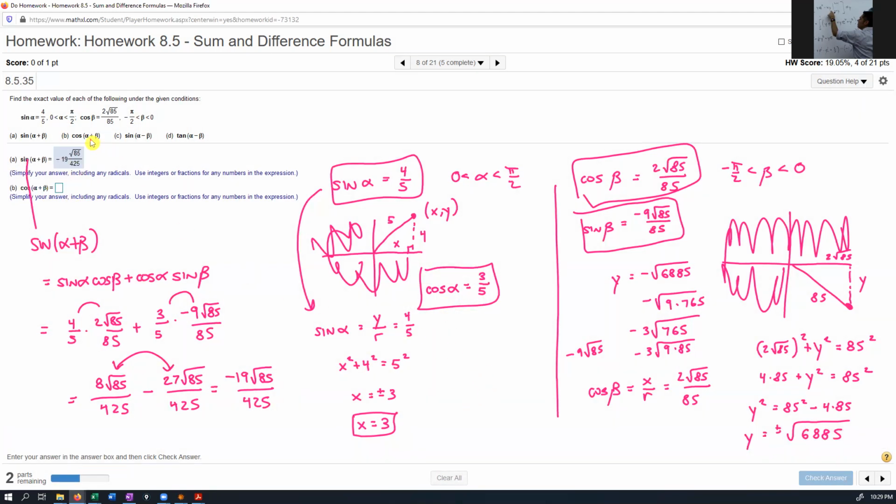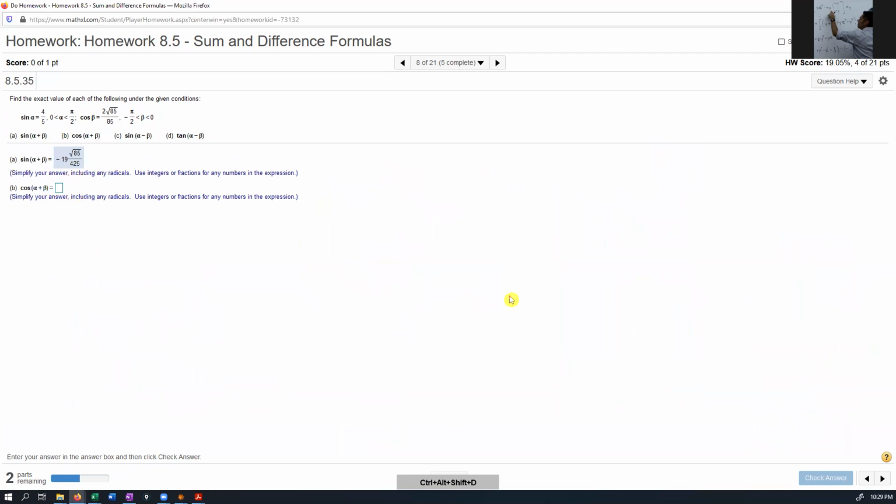I'm going to move on because the rest of these are just plugging into the formulas, and I don't want to go through all that. So that's it for that one.